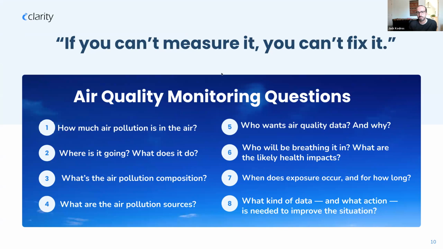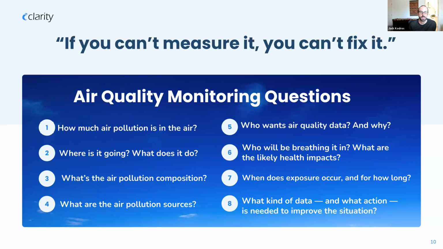So before we dive into more details about air pollutants and air quality sensor technology, I wanted to mention a number of questions we usually think about when starting to design an air quality monitoring project. I'm going to go into detail on 1 and 2 of these, and I think the other panelists will go into detail on the rest of them as well. So number 1 is what I'm going to talk the most about. How much air pollution is in the air? We simply want to understand the amount of air pollution and quantify it.